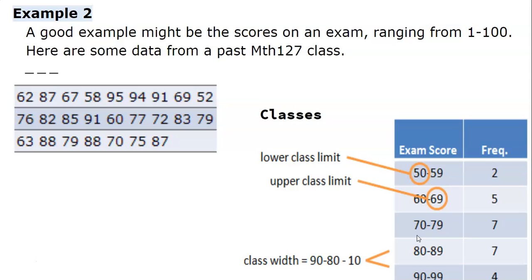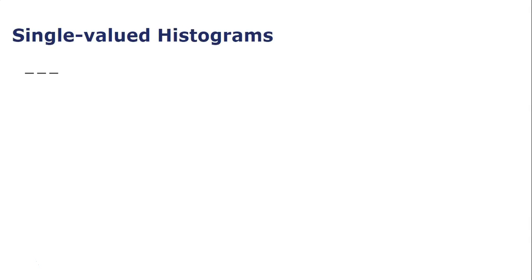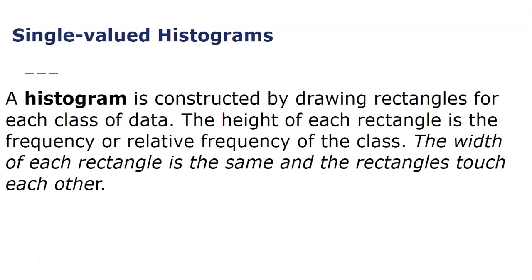Now, similar to bar graph, we will use histograms to present quantitative data. A histogram is constructed by drawing rectangles for each class of data. The height of each rectangle is the frequency or relative frequency of the class. The width of each rectangle is the same, and the rectangles touch each other.